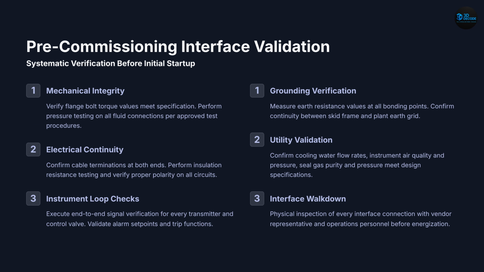Slide 13, pre-commissioning check. Before startup, all interfaces must be verified. Mechanical connections must be checked for proper torque and leakage. Electrical connections must be tested for continuity and insulation. Instrument signals must be verified through loop checks. Grounding must be confirmed, and utilities must meet required conditions. A full interface walkdown must be done before commissioning.